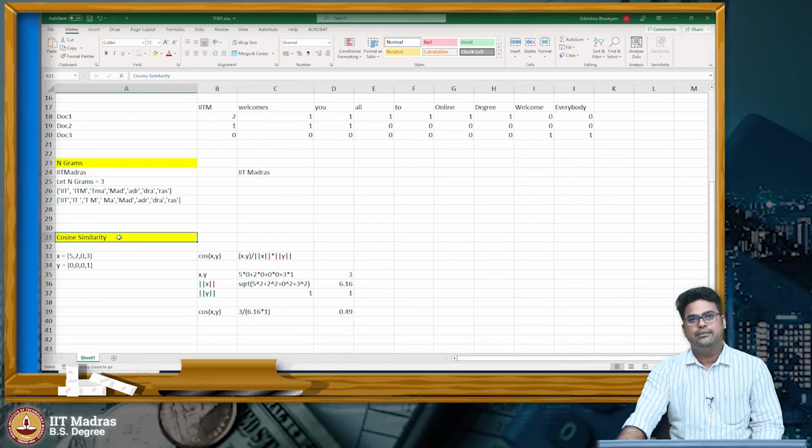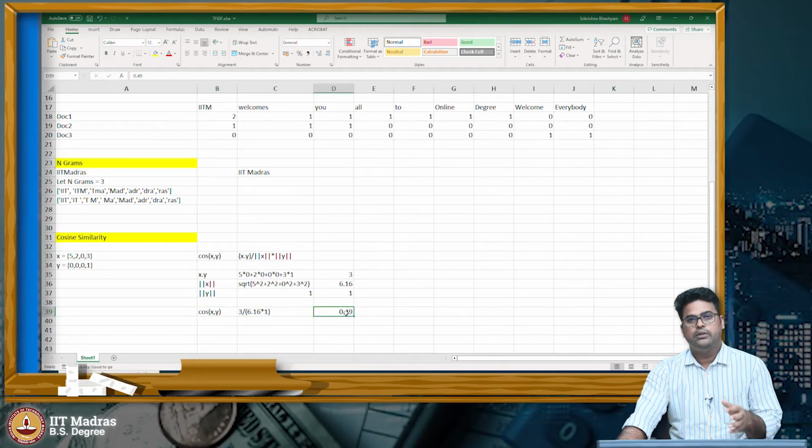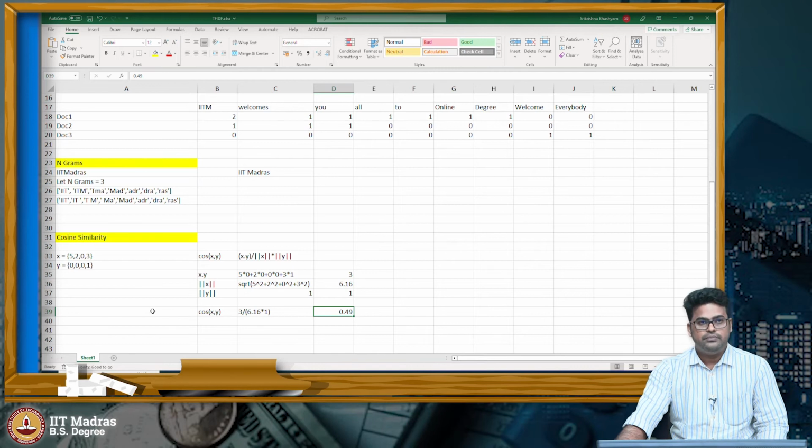Let's check what cosine similarity is. Let's say there are two input arrays x and y, and let's find out what the cosine similarity is. Essentially, the cosine similarity is the dot product divided by the cross product. So let's calculate the dot product and the cross product based on this formula and find out the cosine similarity between the two. As seen here, it's 0.49, about 50% of them are similar.